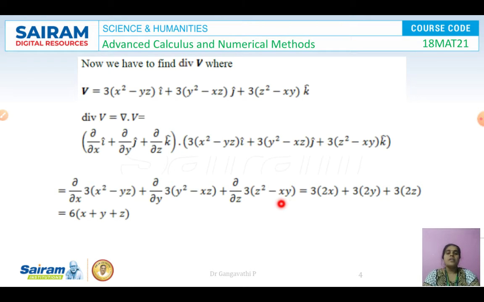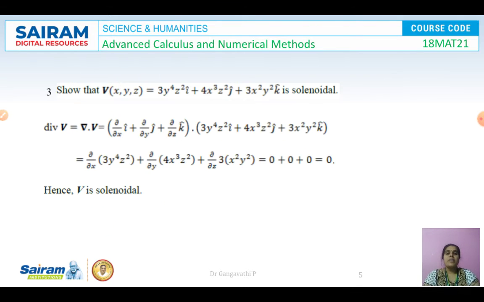So we get 3 into the differentiation of x square, which is 2x, and yz becomes 0 because differentiation is with respect to x. Similarly, 3 is as it is, differentiation of y square is 2y, and differentiation of xz with respect to y is 0. Coming to the last term, differentiation is with respect to z, differentiation of z square is 2z and 3 is as it is, differentiation of xy with respect to z is 0. So when we simplify this, 3 into 2 is 6x, 6y, 6z. So 6 can be taken outside. The answer is 6 into x plus y plus z.